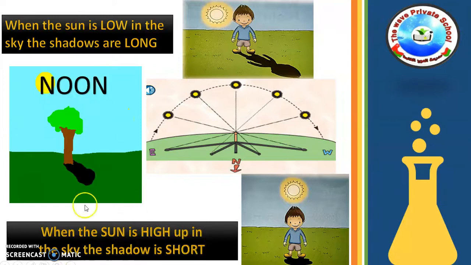Now you understand. So what is the question? Why do shadows change during the day? Exactly. The shadow changes during the day because of the movement of the sun across the sky.